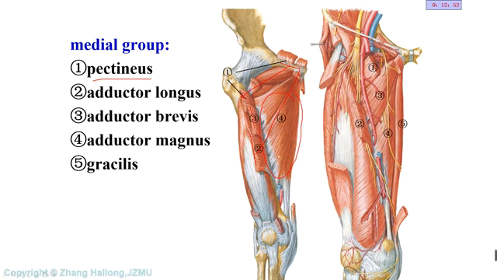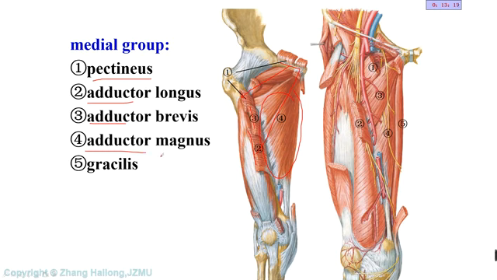Adductor magnus. So there are three layers. The superficial layer is longus. The second layer is brevis. The third layer is magnus. All of them are from the pubis, then go laterally and end on the femur. So they have the same function. They make your hip adduct. So the name is adductor.